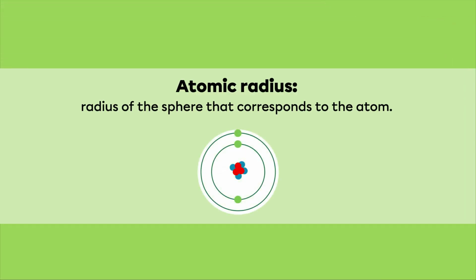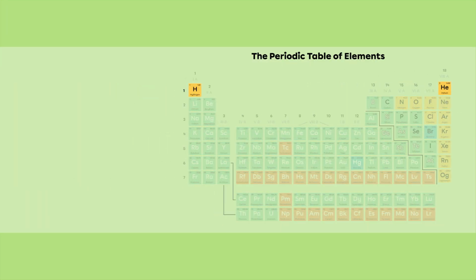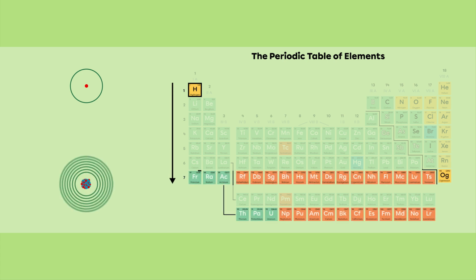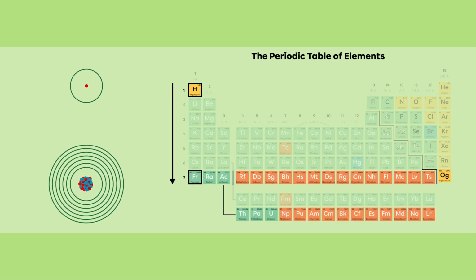According to the simplified atomic model, the atomic radius is the radius of the sphere that corresponds to the atom. Each time we move down a period, an electron shell is added to the atom. For example, hydrogen is in the first period and has only one electron shell. But francium is in the 7th period and has 7 electron shells. Therefore, an atom with more electron shells has a larger radius.